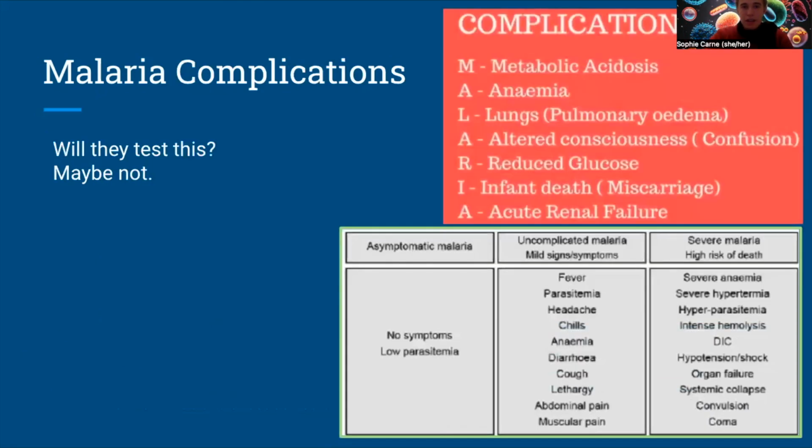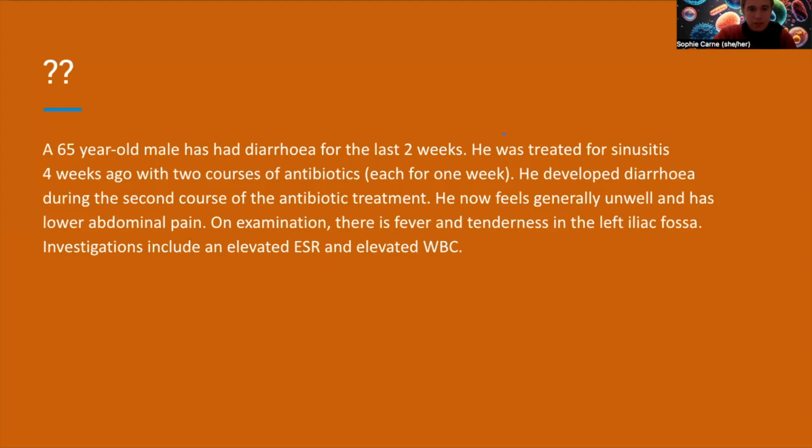Complications of malaria, I don't think they'll test you on, but if you would like an acronym, you can use malaria for these things. So metabolic acidosis, anemia, which makes sense because of the red blood cells. Lungs, you can get pulmonary edema, altered consciousness, reduced glucose, infant death, and acute renal failure, which makes sense if you think about them, but we won't go into them. So next question.